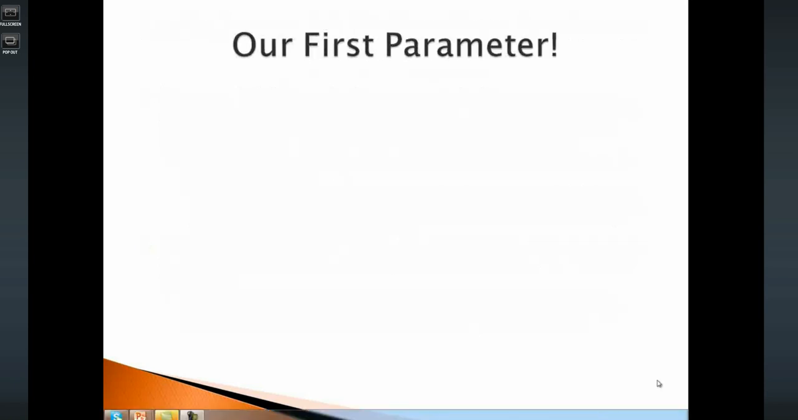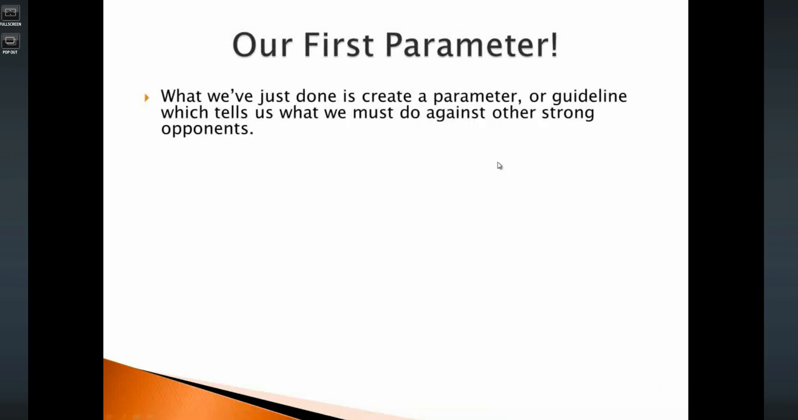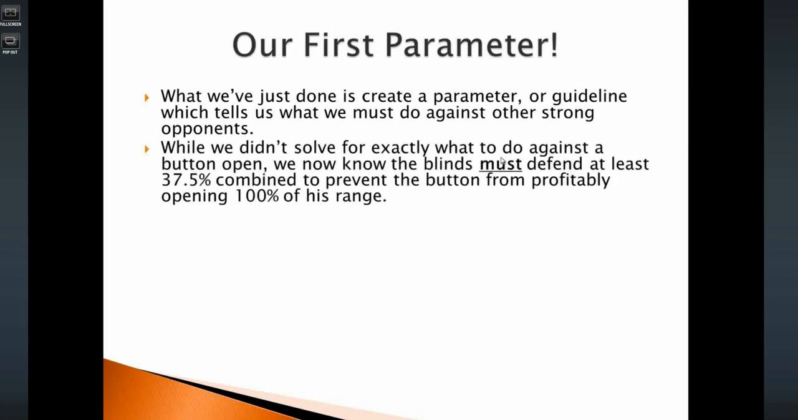So what we just did was find our first parameter. What we've just done is create a parameter or a guideline which tells us what we must do against other strong opponents. While we didn't solve for exactly what to do against a button open, we now know the blinds must defend at least 37% combined to prevent the button from profitably opening 100% of his range.